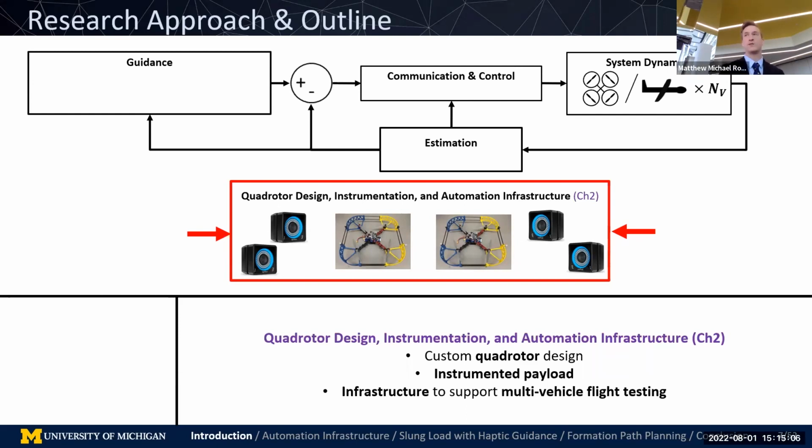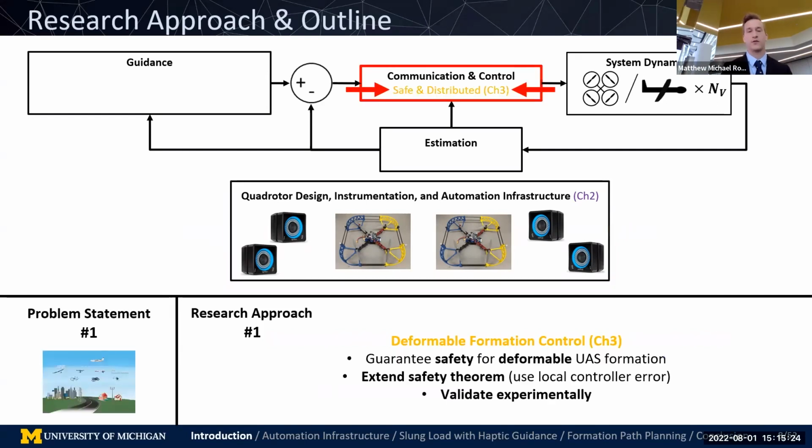For my research, experimental validation and testing has actually been at the core of it. And so in chapter 2, I describe all the infrastructure necessary to do this, with a custom quadrotor design, custom instrumented payload, as well as all the infrastructure to support this multi-vehicle flight testing. In chapter 3, I focus on the formation control problem and have guaranteed safety for a deformable UAS formation by extending a theoretical safety bound and combining it with a local controller error that we can actually obtain, such that we can validate trajectories experimentally.